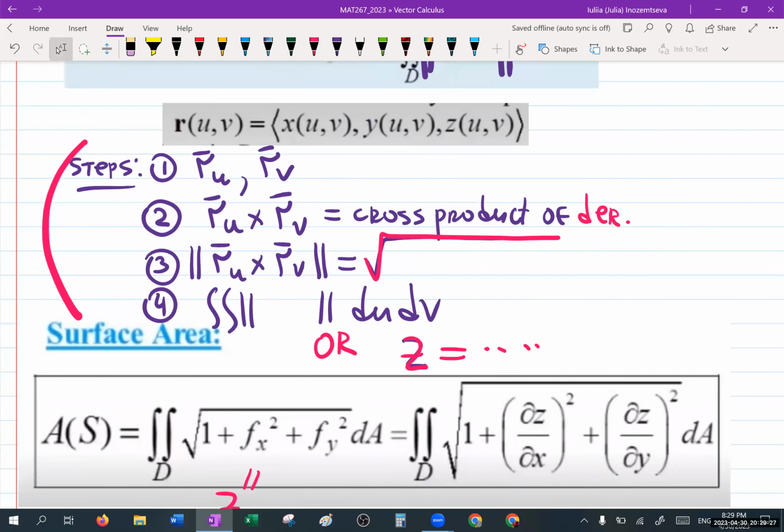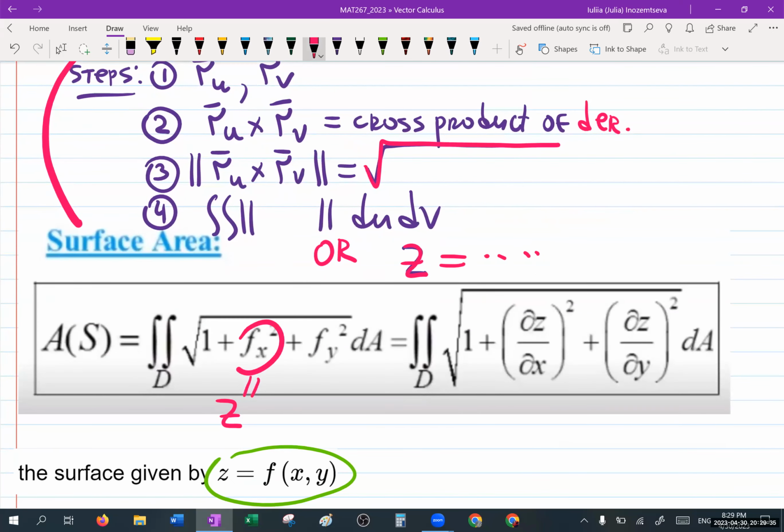Because then you have to find derivatives. Well, you have to find derivatives anyways, but you have to find the cross product and the size of it. Instead, you can just find 1 plus partial derivative squared, plus partial derivative squared. But again, it's the same answer. So technically speaking, you can do any way you like, and full credit is yours.